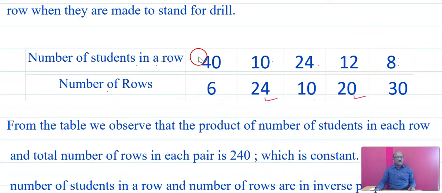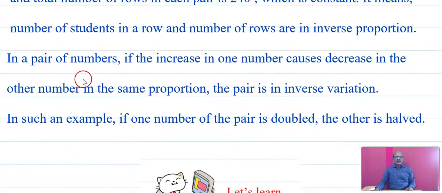Pair means what? 40 and 6. This is the pair. If one number increases, the other number decreases. Now this is 10, the other is increased. This is 24, again it is a decrease. Okay, now you can see this here.